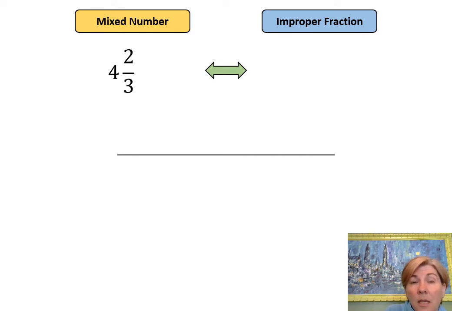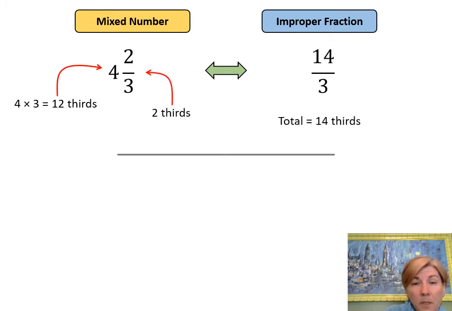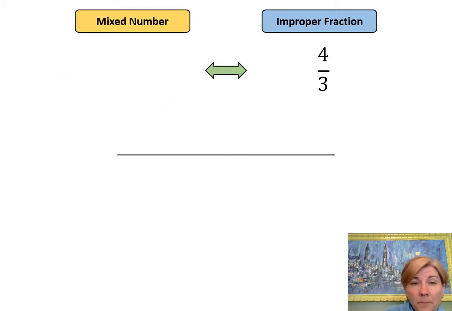Here I'm talking in terms of 3s. So I have 4 groups of 3, which is 12 plus 2 more. So that's going to be 14. So that's how I'm going to convert from mixed to improper.